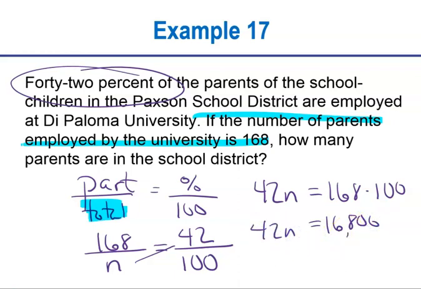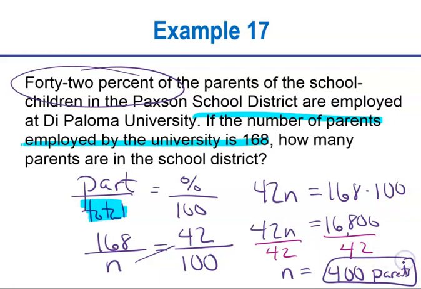You know what I'm going to do? I'm going to divide by 42 on both sides so I can get that n by itself and just type that in my calculator. So I've got 16,800 divided by 42. If you didn't have a calculator, we could certainly use long division and easily come up with 400. Now, what are we looking for? How many parents are in the school district? So this is 400 parents. Always consider your units when you're doing application problems.